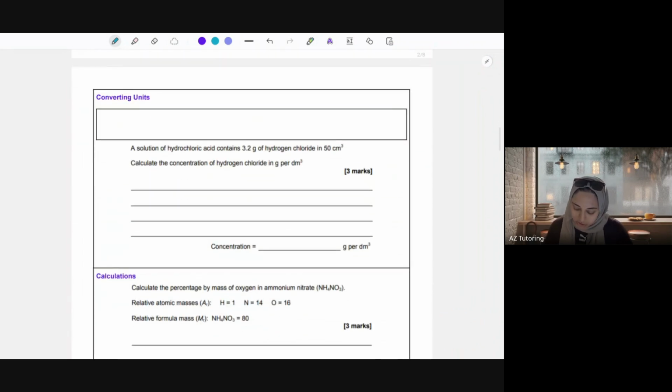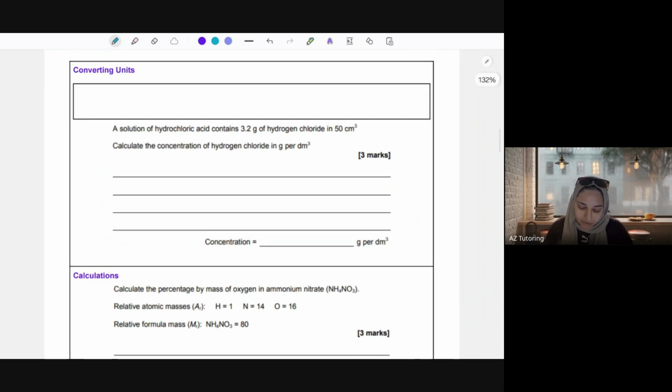Let's do another question. So we've got converting units here. So this question says a solution of hydrochloric acid contains 3.2 grams of hydrogen chloride in 50 centimeters cubed. So we've got a mass here, and we've also got a volume. It says calculate the concentration of hydrogen chloride in grams per decimeter cubed.